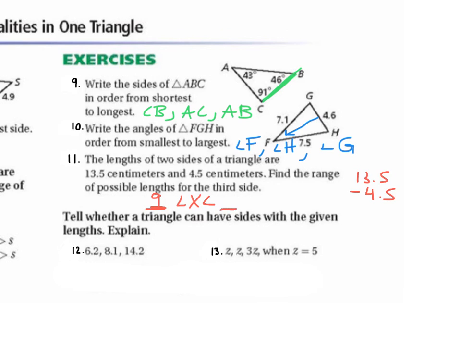How do we find the number on the right? We add the 2. So 13.5 plus 4.5. What do we get? 18. So the range of possible lengths for the third side is going to be greater than 9 and less than 18.